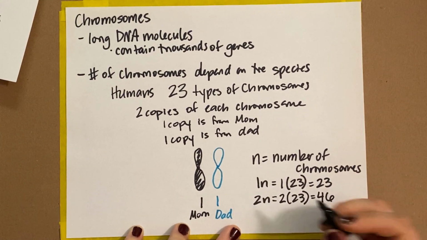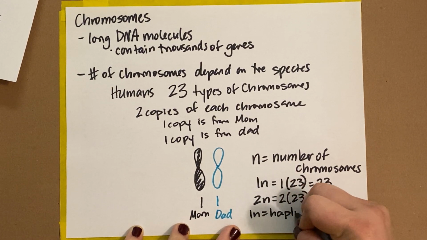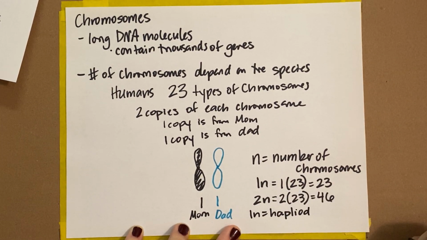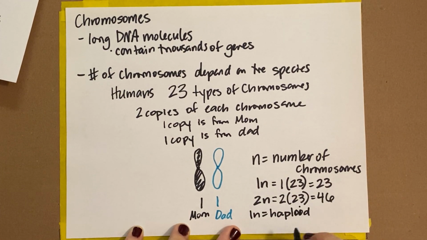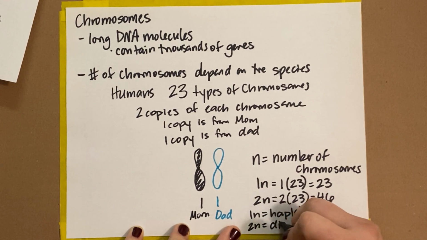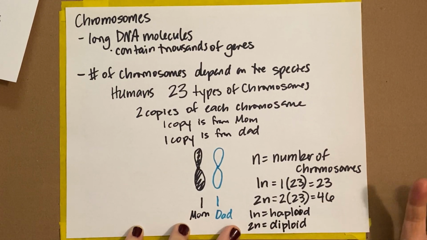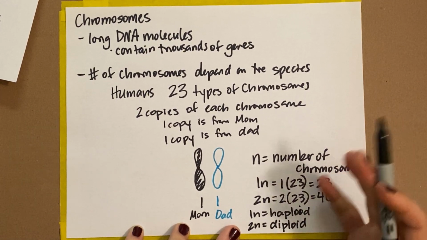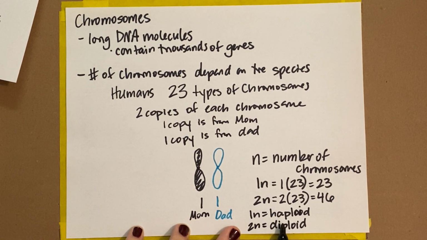When we talk about 1n, this equals a haploid. This is just a new term. It's spelled with an OI. This is a haploid, which means just 1 copy of a chromosome. And when you have 2n, it's called diploid. So humans are going to be diploid organisms, so the majority of our cells are going to have 2 copies of all of the chromosomes.